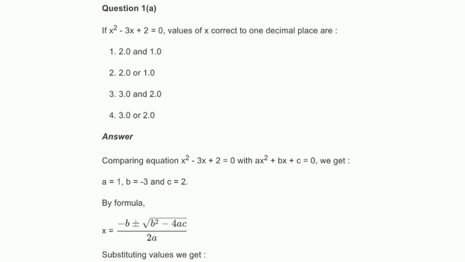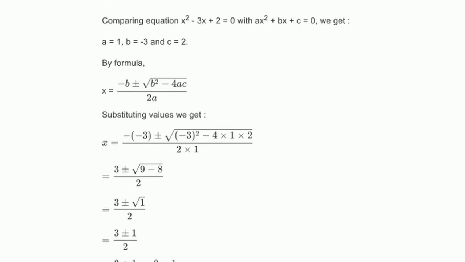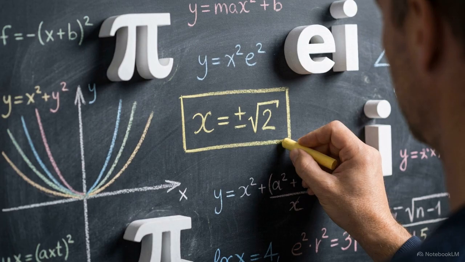Map your coefficients from the standard form. Here, a equals 1, b is negative 3, and c is 2. Write the formula first to secure method marks. During substitution, carefully track negative signs, like this double negative on the 3, to avoid calculation errors. The quadratic formula serves as your ultimate failsafe, providing guaranteed mathematical resolution when intuition falls short.